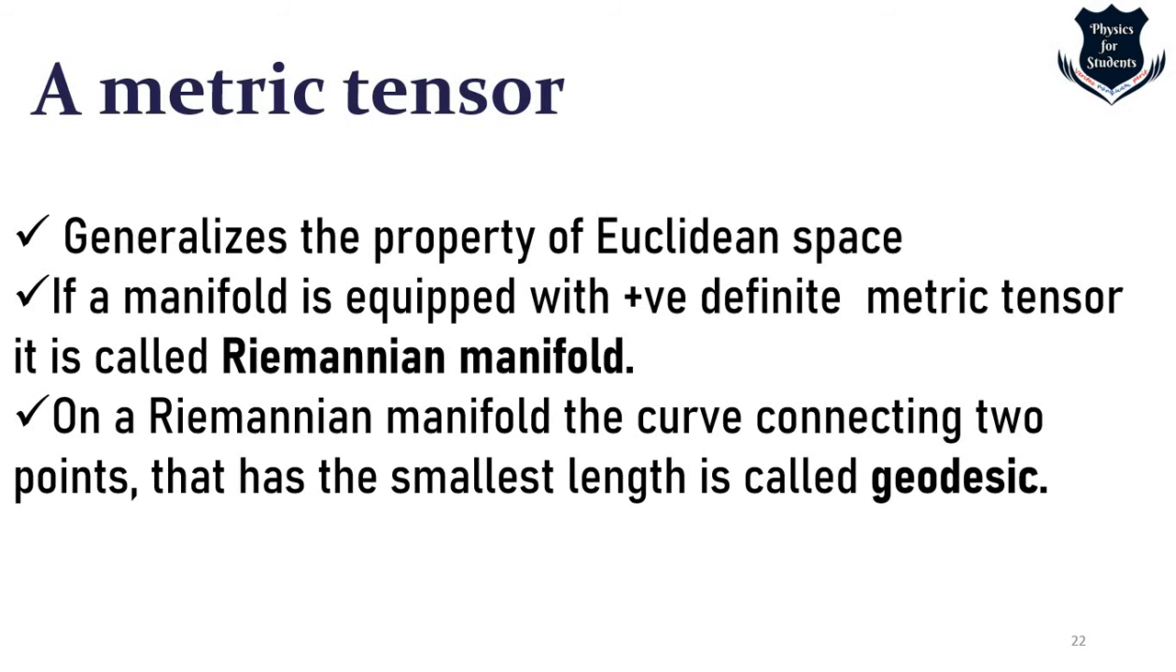If a manifold is equipped with a positive definite metric tensor, it is called a Riemannian manifold, which we are not touching in this video. On a Riemannian manifold, the curve connecting 2 points which has the smallest length is called a geodesic. So these are the 3 points which, till now, we can call a summary of the metric tensor.